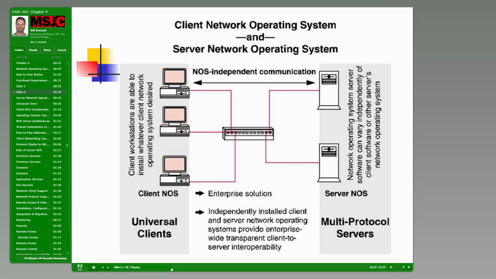It's a heterogeneous environment, meaning that we have a mix of different types of operating systems, all capable of communicating with each other. You'll notice the clients are also referred to as universal clients because they're able to access all different types of servers. And then the servers themselves are multi-protocol servers because they're able to support many different protocols, which is both the network protocols, like at the network layer.